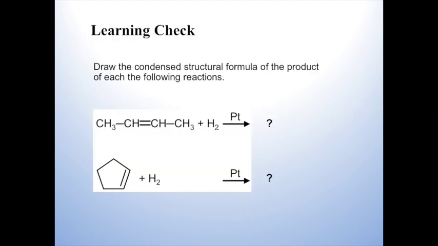Some more examples. If we hydrogenate each of these alkenes, what is produced? So the first one is 2-butene. The hydrogen will add to the second and third carbon atoms, breaking the double bond to form butane. And this is cyclopropene. If we add a hydrogen molecule to this in the presence of platinum, it will break the double bond between these two carbons and add hydrogen, leaving behind cyclopropane.